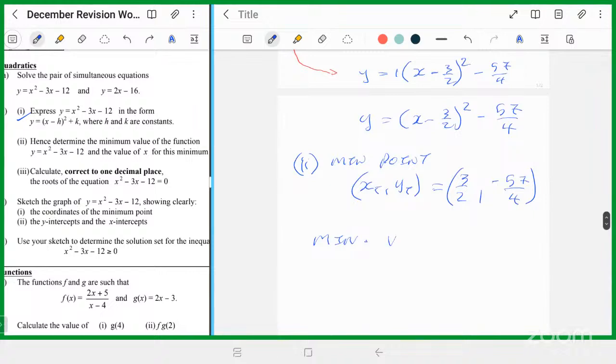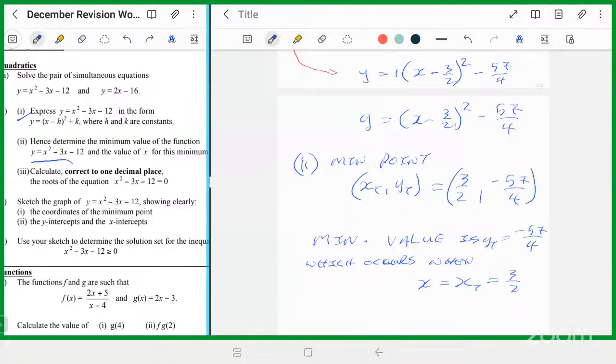So the minimum value then is the yt value, which is negative 57 over 4. And then we must take the value of x which is minimum. So we can say which occurs when x equals the xt value, which is 3 over 2. That answers part 2. The last part says we have to calculate, correct to one decimal place, the solution for this.